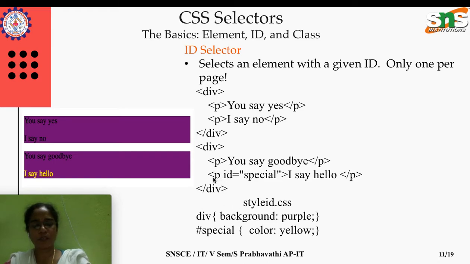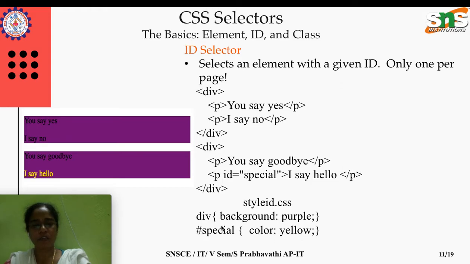So when we mention an element with ID equal to special in the CSS file, these two lines are present in a separate file called styleid.css, and this content is present in one more HTML file. This is the HTML file, this is the CSS file, and we need to link this styleid.css in the HTML header using the link element. Here, division is purple, and the hash, or pound symbol, needs to be prefixed to the ID name. So to define the ID selector, it is hash, the ID name, color equal to yellow.